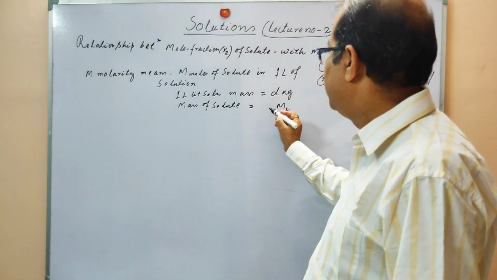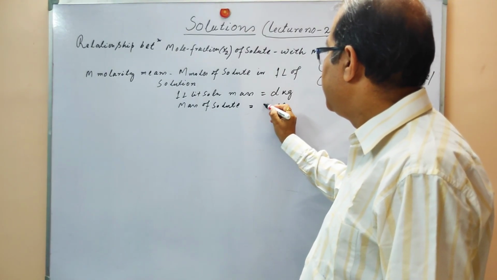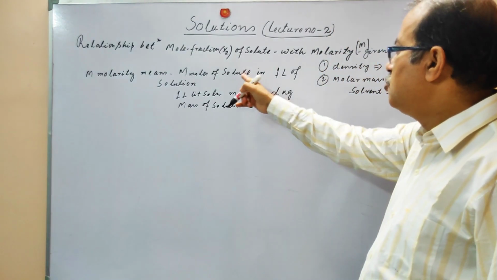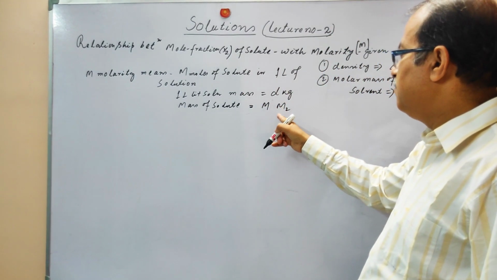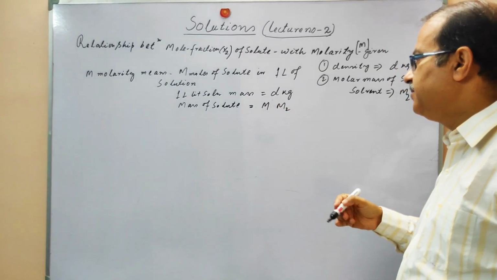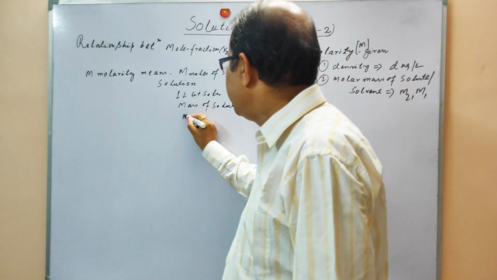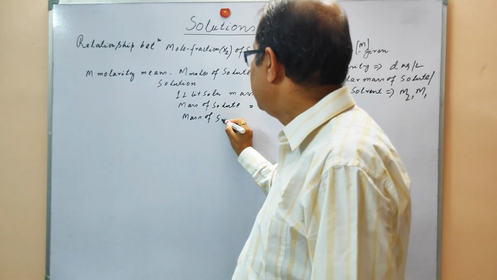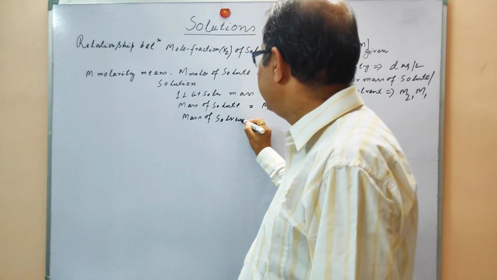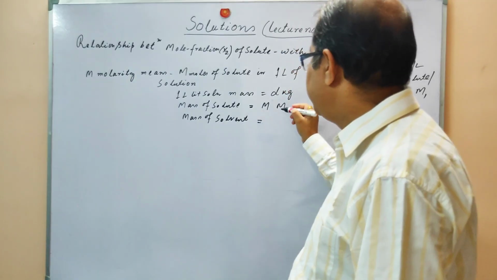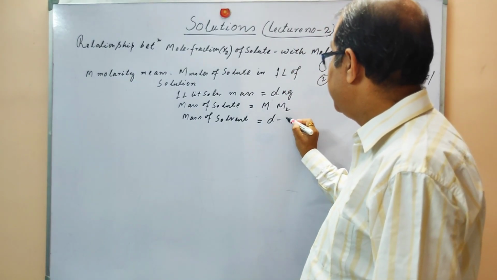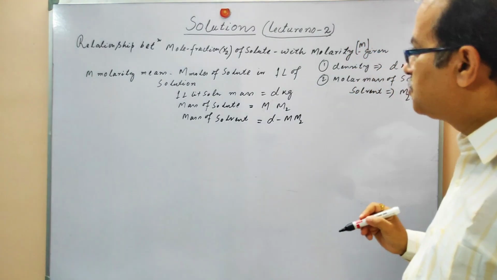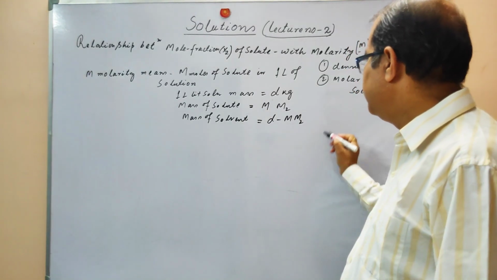This is M. The moles of the solute is M, and its molar mass is M2. Then mass of solvent, that is naturally D minus M into M2. So we get the mass of the solvent.